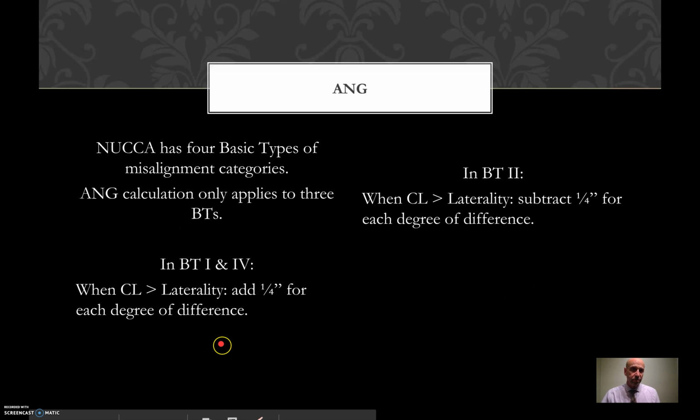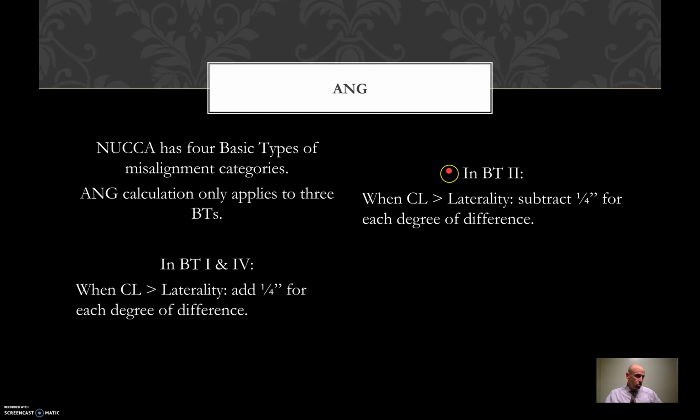And then finally, we have the angles measurement. So NUCCA has 4 basic types of misalignment categories. The angles calculation only applies to 3 of the basic types. Why? Because basic type 3 has no lower angle, no cervical line, so there's no calculation for that. So the formula is like this. In basic types 1 and 4, when the central skull line is greater than laterality, in other words, when the cervical line has a higher acute angle than laterality, you add a 1/4 inch for each degree of difference. So if you have an upper angle of 3 and a lower angle of 6, that's a differential of 3, so you would add 3/4 of an inch to the height vector.